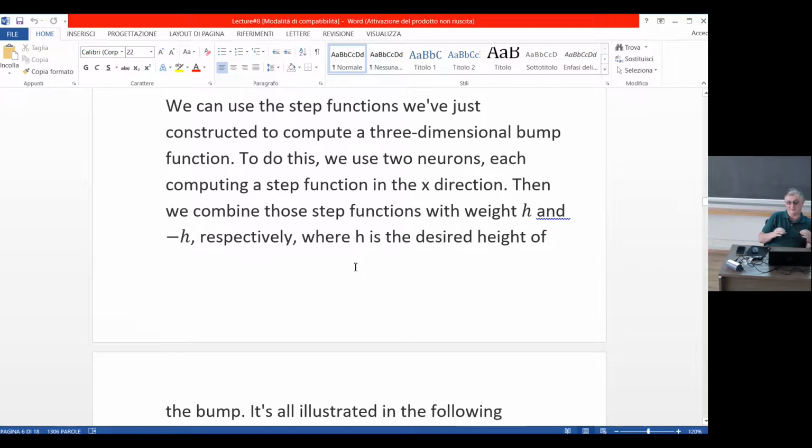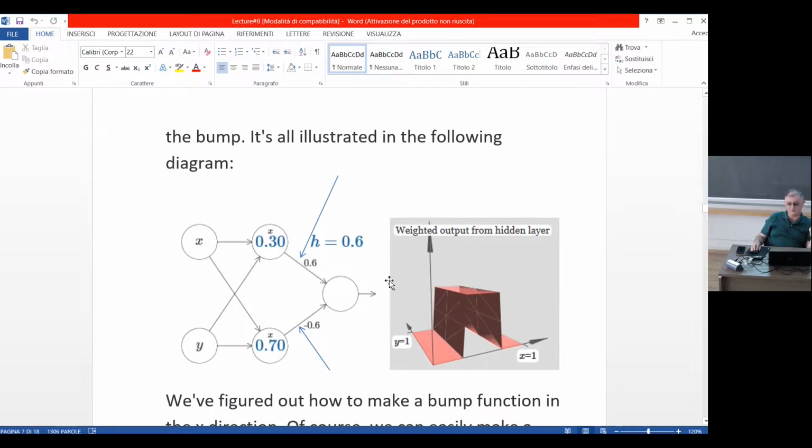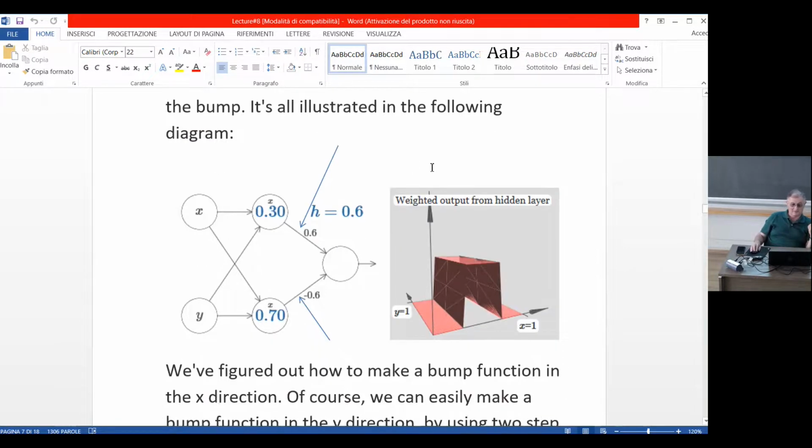Now we leave the weights not 0, both, and each of these weights contributes to the bump function. So here the bump should be 2 steps, yes, 2 glued steps. It is illustrated in this diagram. So x, for example, 0.30, it begins to jump, yes, beginning vertically at 0.30.